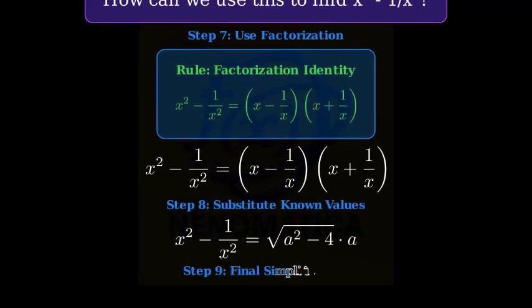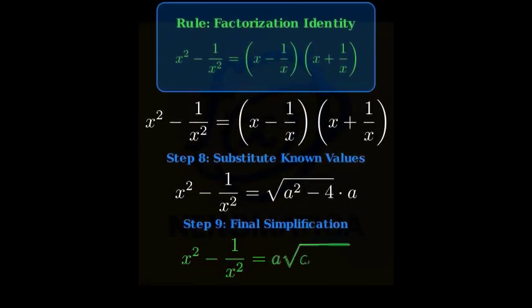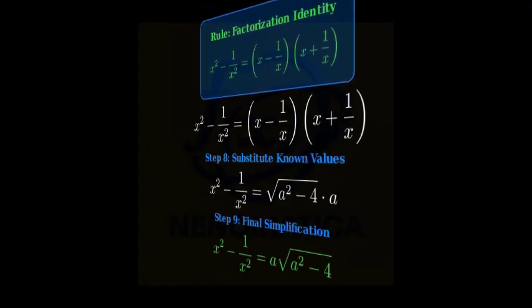For our final step, we'll simplify this expression. The product of the square root of a² - 4 times a can be written as a times the square root of a² - 4. And this is our final answer. Let's summarize what we've learned in this problem.